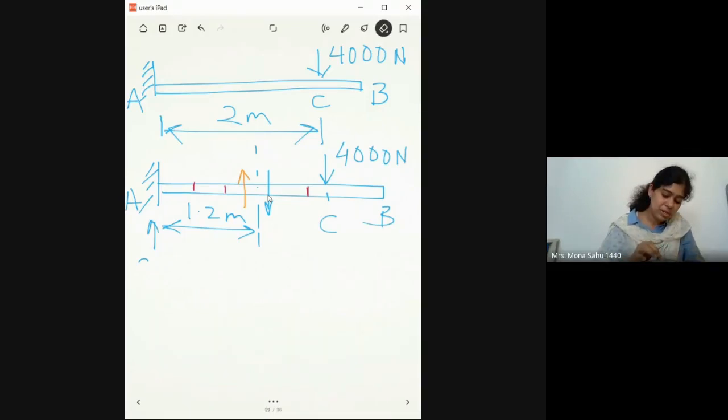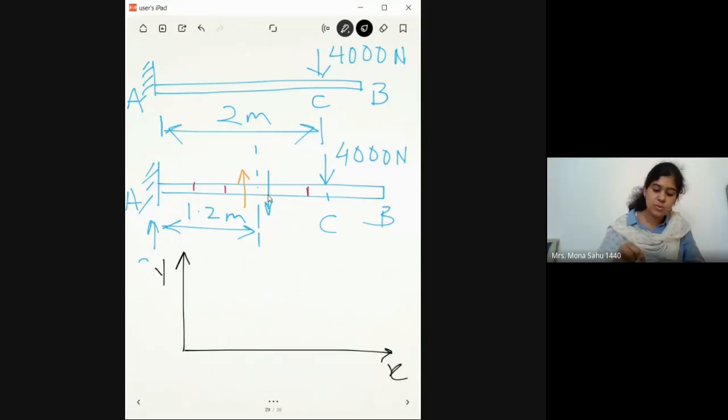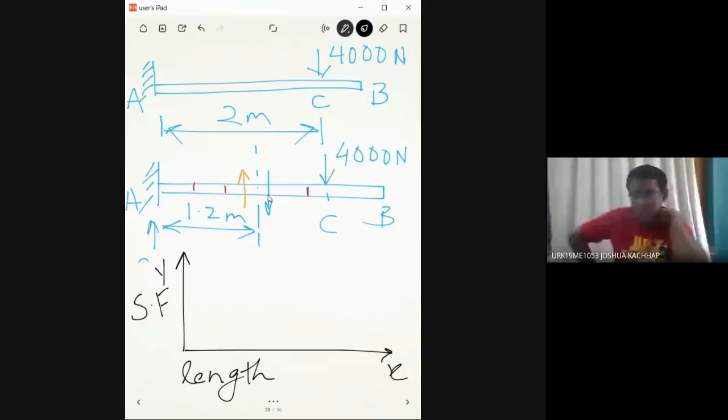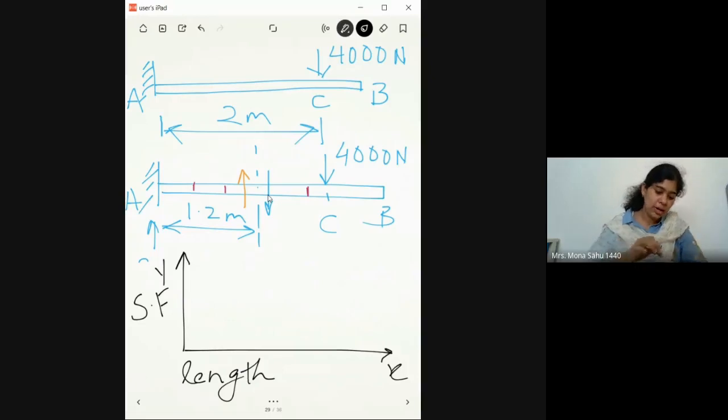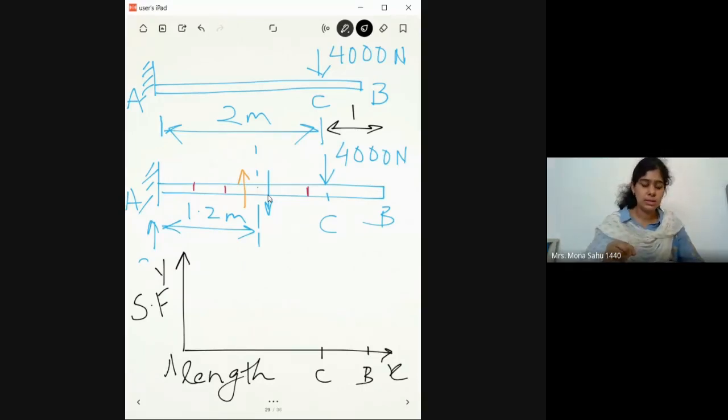So what do you mean by shear force diagram? You have an x-axis and you've got a y-axis. The x-axis will denote the length of the beam. The y-axis denotes your shear force at each point of the beam. The full length is not given, so let's take this as 1. So full length is 3 meters. I'm going to divide it into C, B, and A. Is that clear?